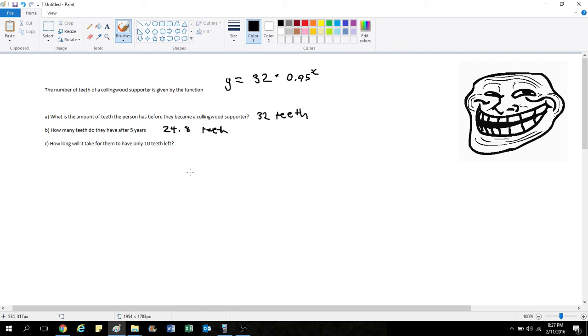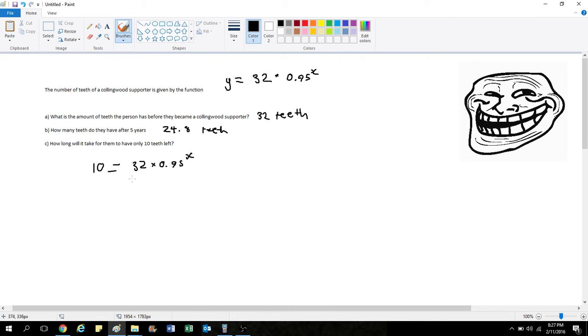How long will it take for them to have only 10 teeth? So we're solving for x and we're given y. We're told 10 teeth, so y is equal to 10, which is equal to 32 times 0.95 to the power of x.